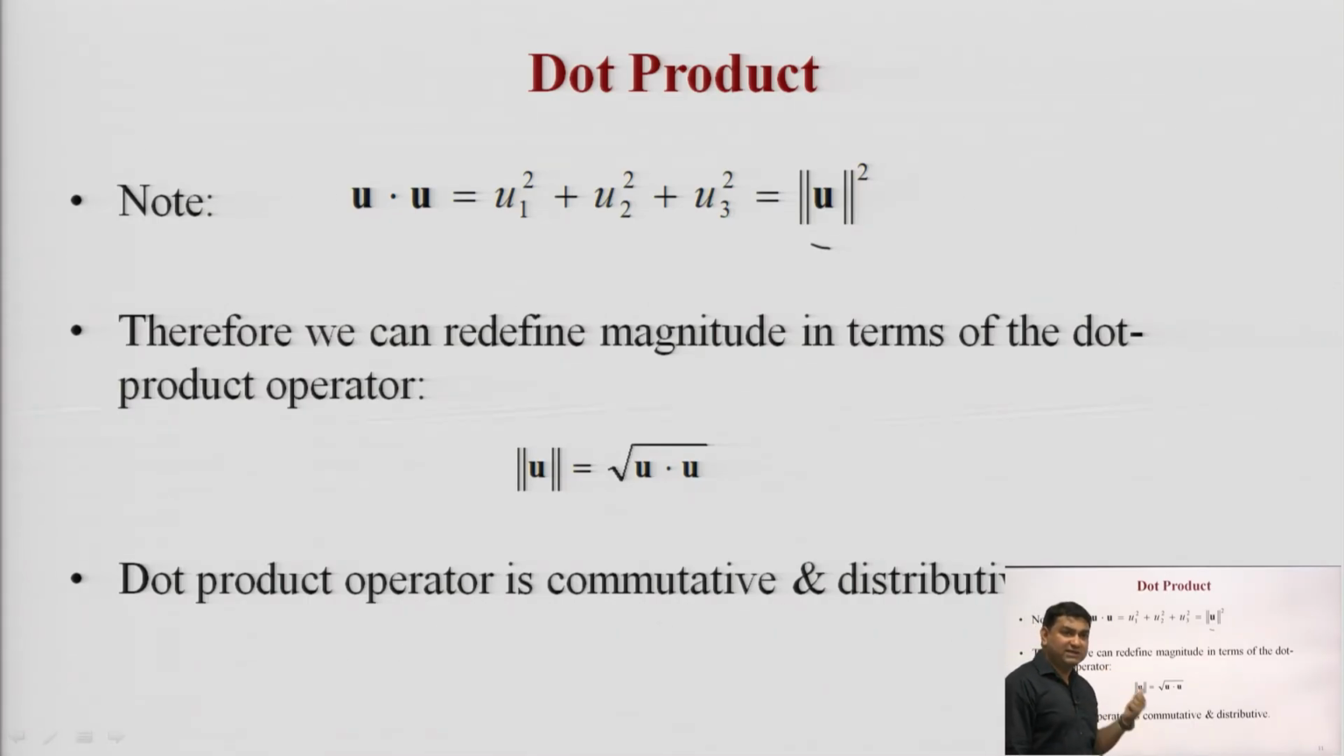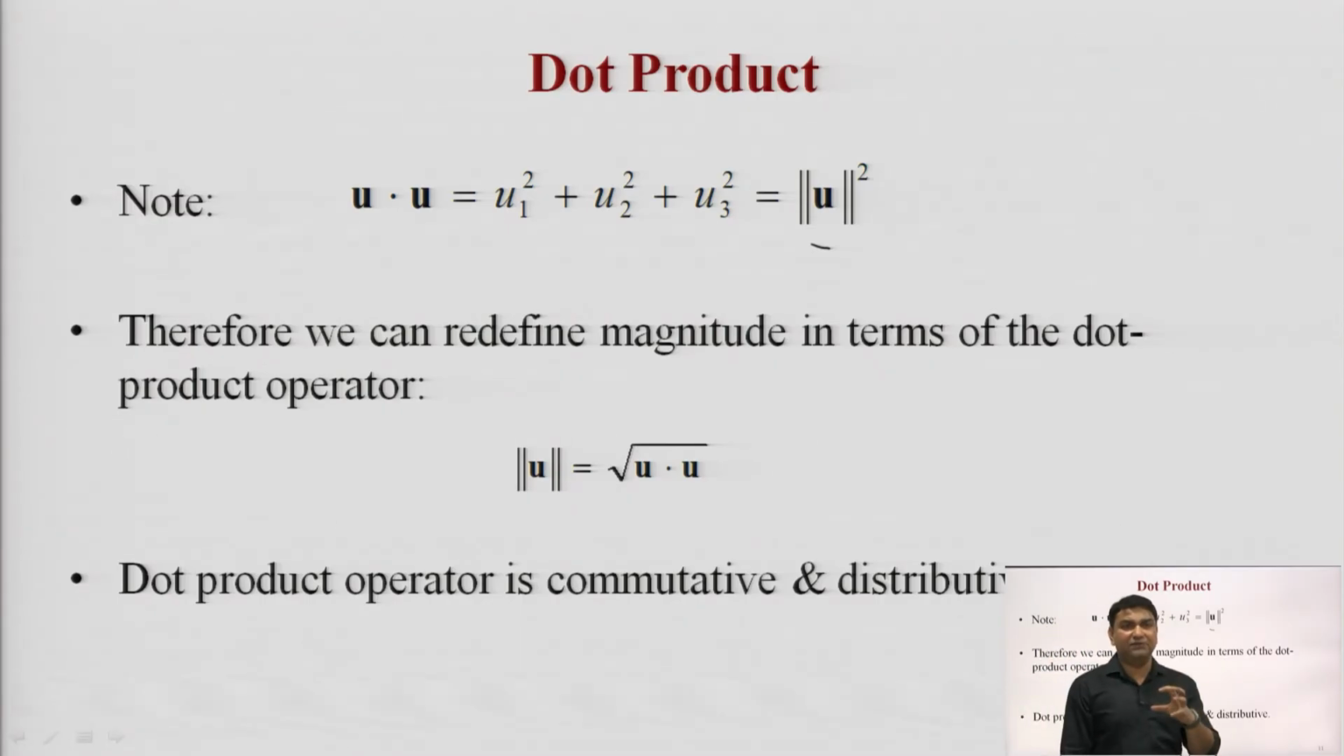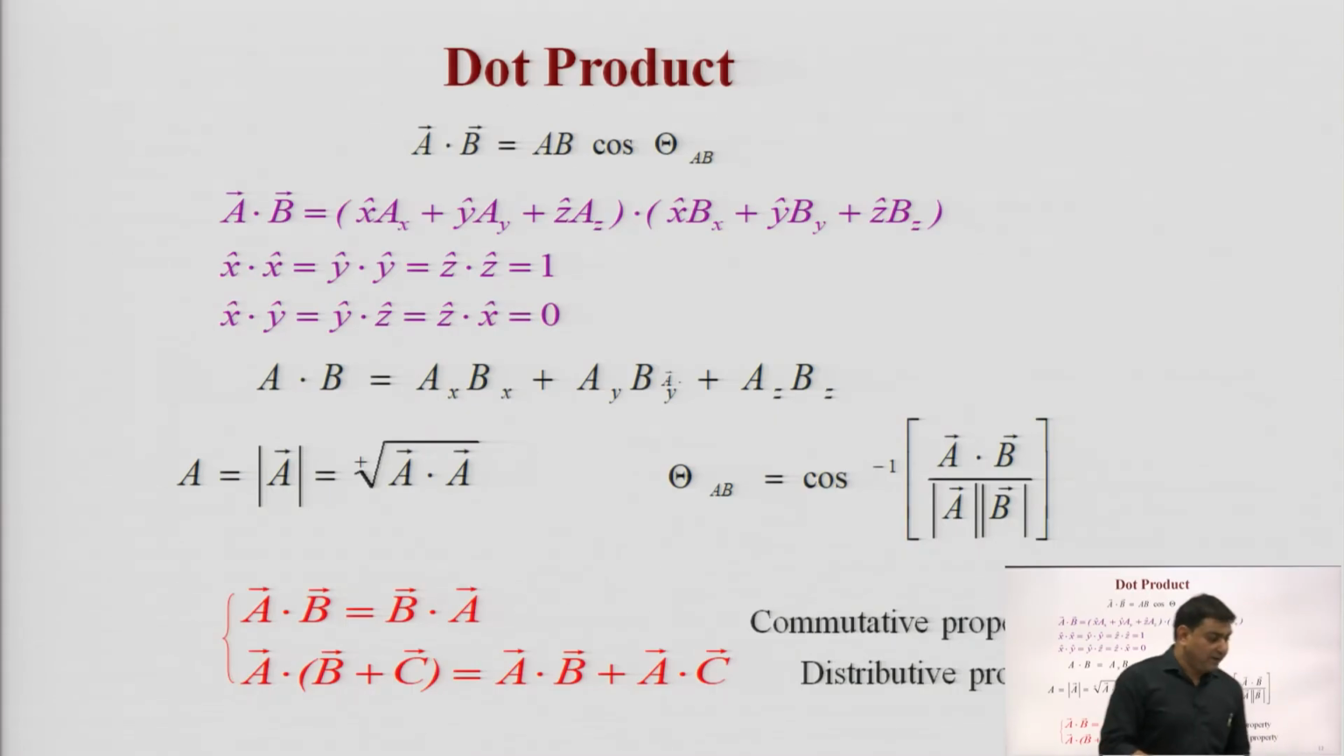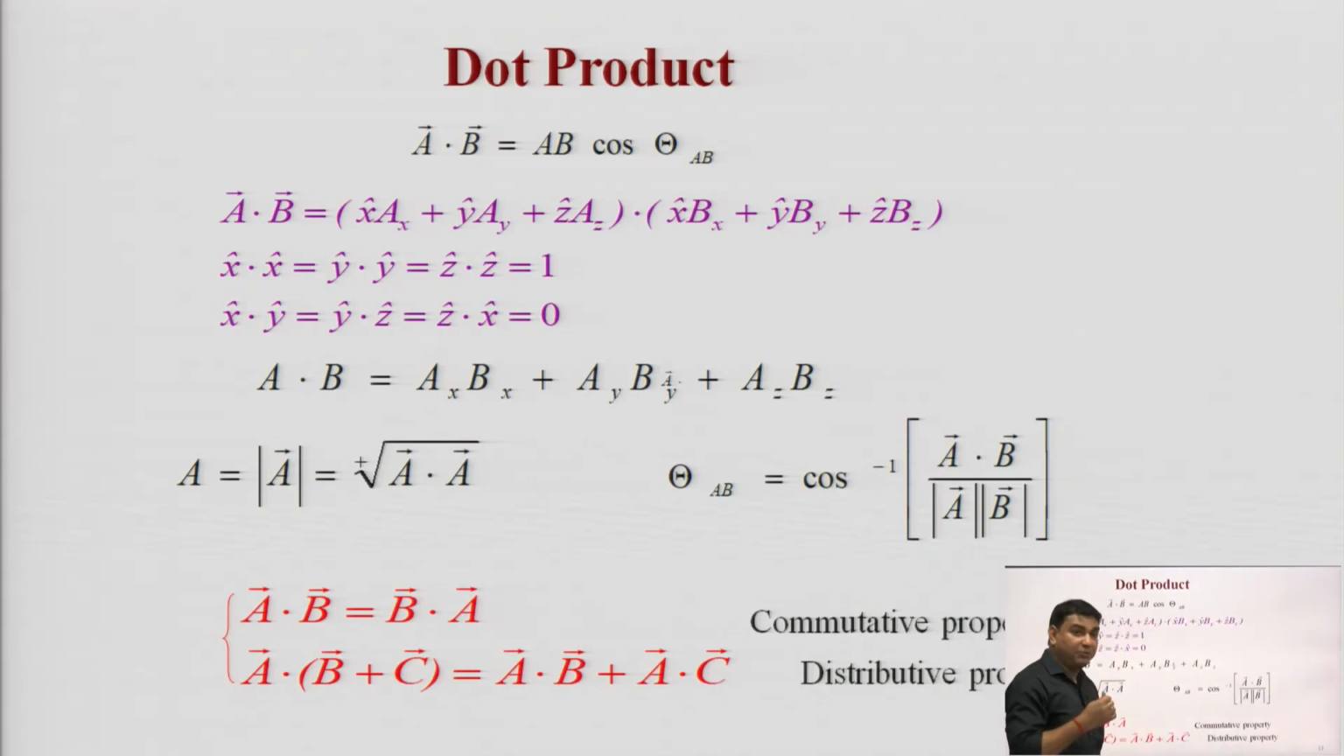What does it say? It says that we can redefine the magnitude in terms of the dot product operator, and it will be used when we describe the unit length vectors in the different dimensions. The dot product operator is commutative and distributive in its operation. You can see it. What is the commutative property and what is the distributive property? It is given here in red color.